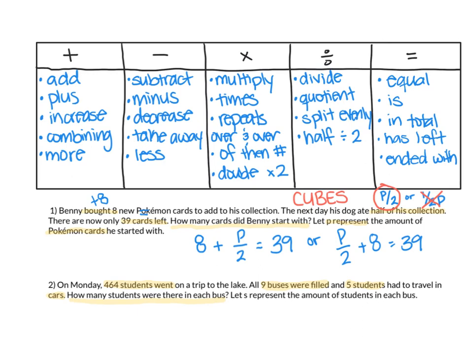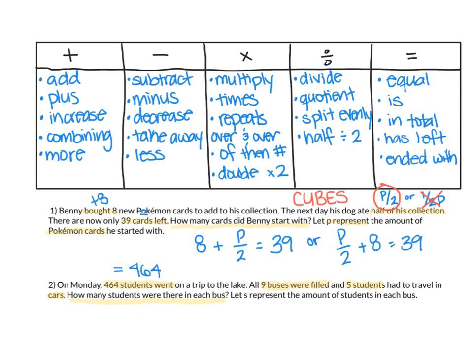This one is a little harder because if you notice, none of these key terms are really here. We don't have any of these. So this is definitely a concept problem. So we're going to have to work our way through this, kind of thinking about it. So when we talk about 464 students went, this is the in total part. So 464 students went in total. So this tells me that this is going to be equals 464.